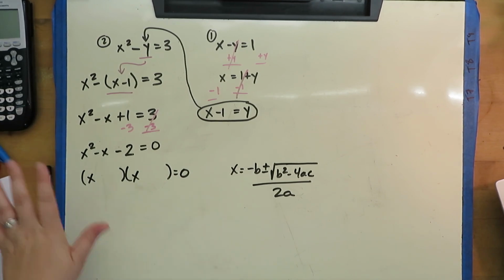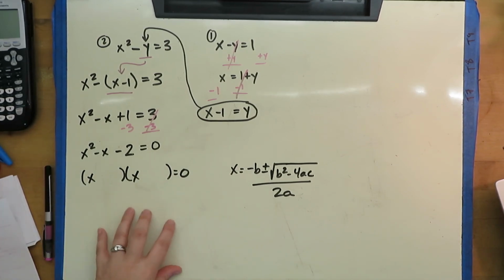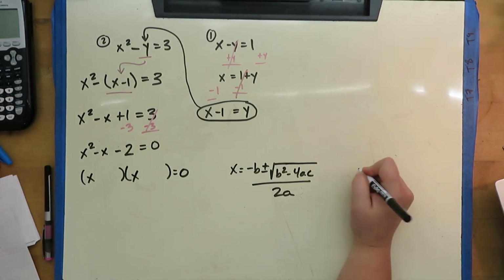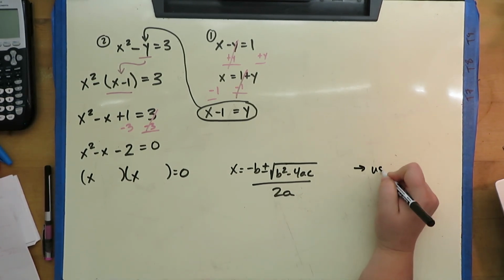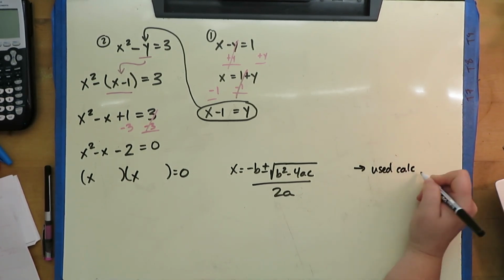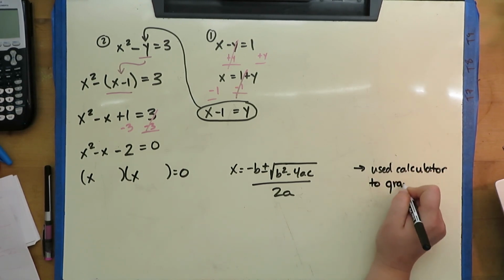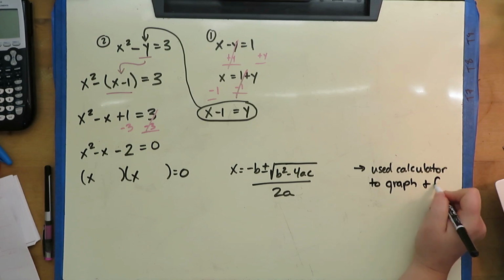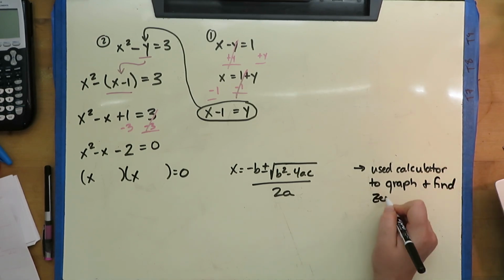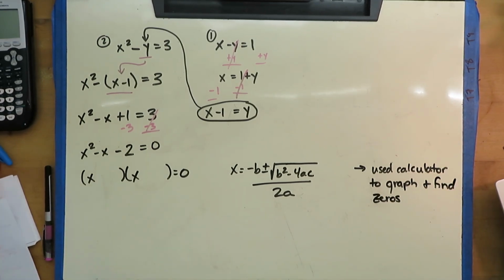If I use a calculator to solve this equation, I'm not going to have work shown for that step. Instead, you should say, hey, I used my calculator to graph and find zeros. Make a note, because once again, you're earning points for your method.